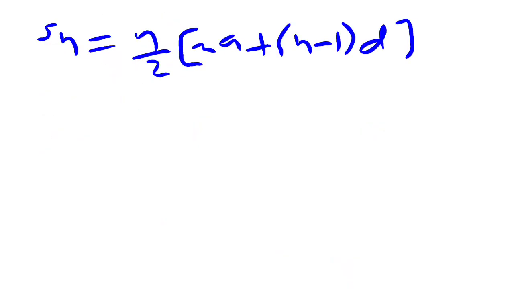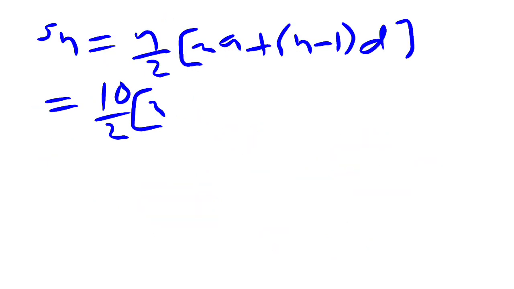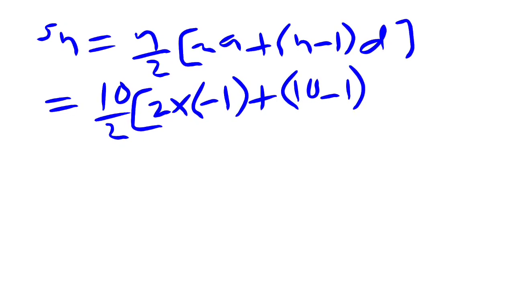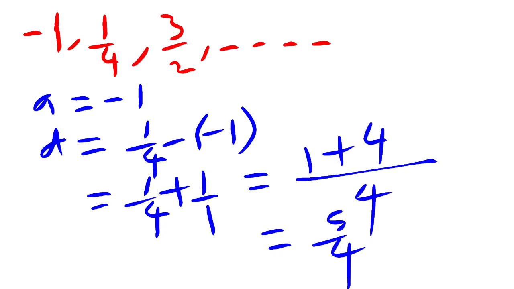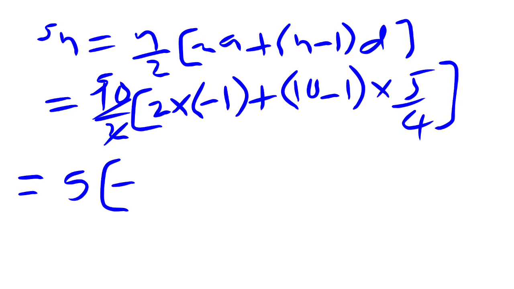Let's find the sum of the first 10 terms. So here the n value is 10, 10 by 2, 2 into, what is the a value? The a value is minus 1, 2 into minus 1 plus 10 minus 1 into the d value. What is the d value? 5 by 4. So it equals 5 bracket, 2 into minus 1 is minus 2, plus 9 into 5 by 4.